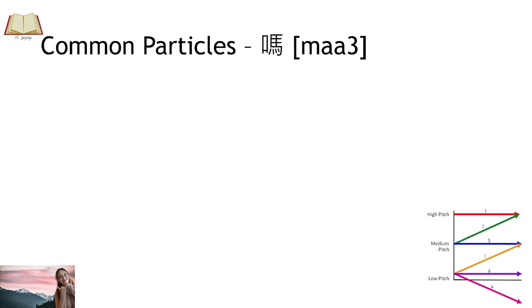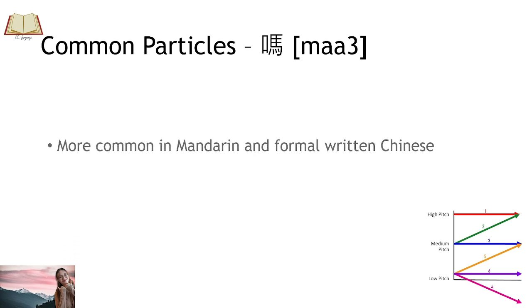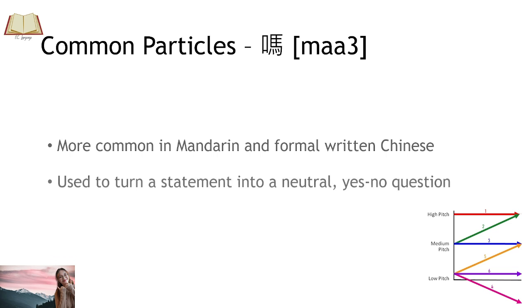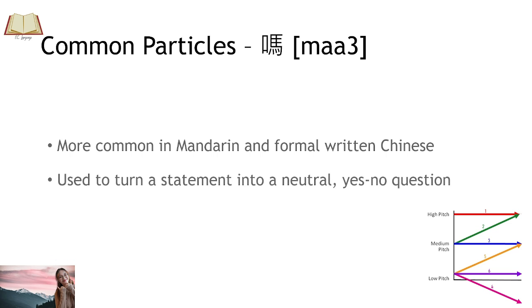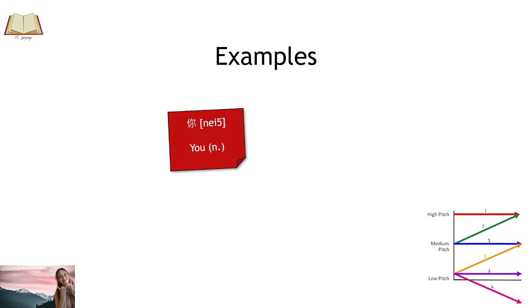Ma is one of the most common ending particles in Cantonese. While this particle is more common in Mandarin and formal written Chinese, it is still heard in spoken Cantonese, although less frequently than in Mandarin. In Cantonese, it functions similarly to its Mandarin use, to turn a regular statement into a neutral yes or no question. Like this. Nei ho.